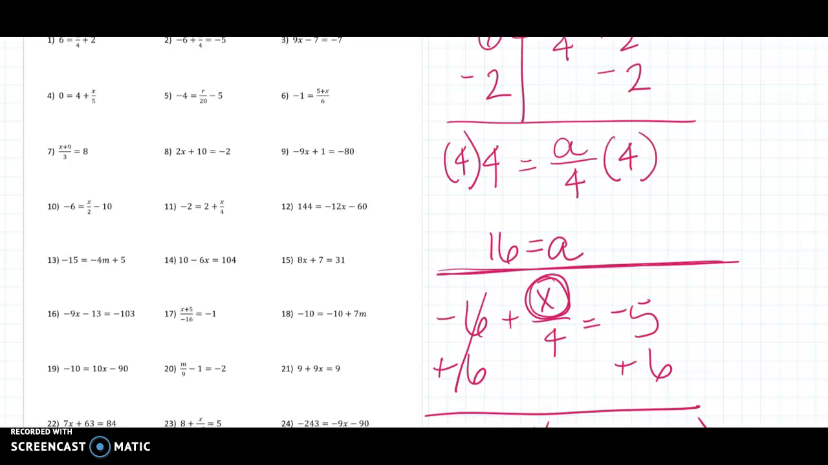Practice a few more of these problems and come to class with some questions about problems you don't understand.